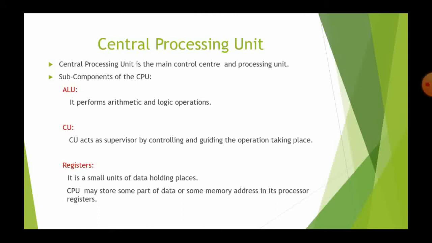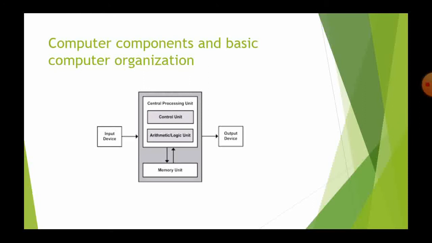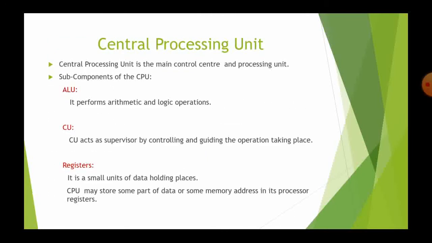The next thing is the central processing unit. It is the main control center and processing unit of the computer. It is also called the brain of the computer. What are the subcomponents of the central processing unit? We have seen here: control unit, arithmetic and logical unit, and memory unit. The memory unit has two parts: primary memory and secondary memory. We will discuss that later.